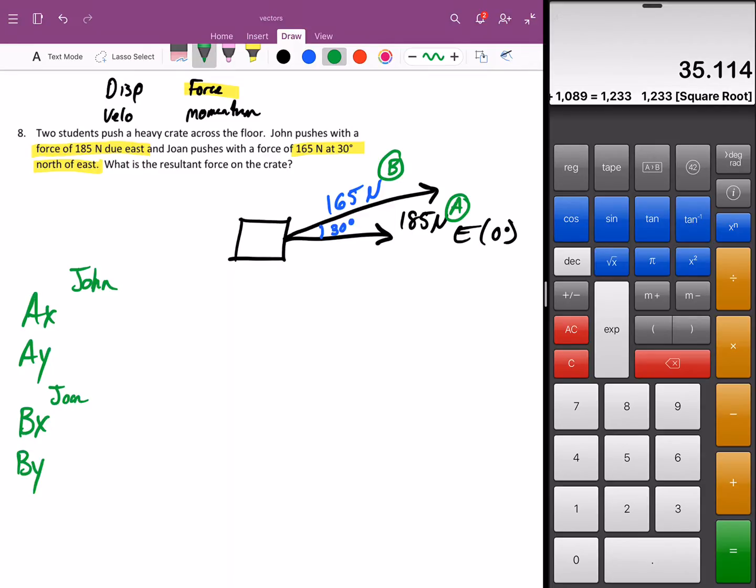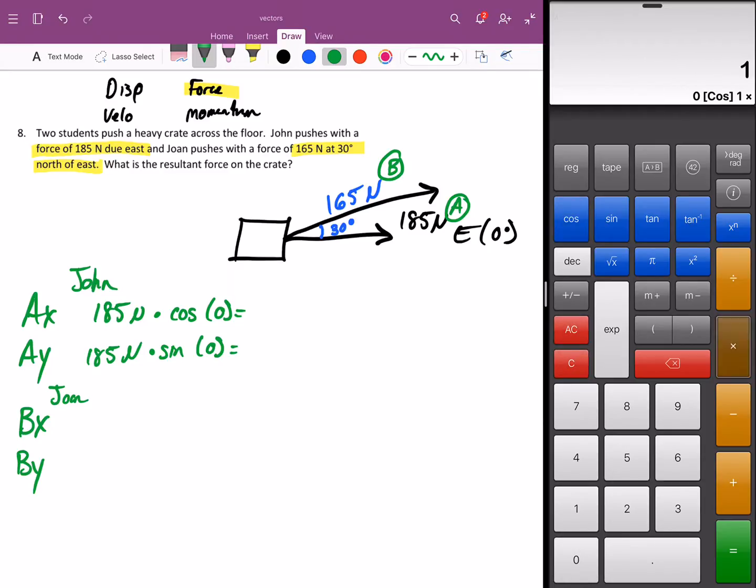Now your respective magnitude for John is 185 newtons. And he was pushing it at east. So the angle is 0. We'll run these through the calculator. 0 cosine is 1 times the 185 equals 185 newtons. Next one. 0 sine is 0 times 185. You return 0.